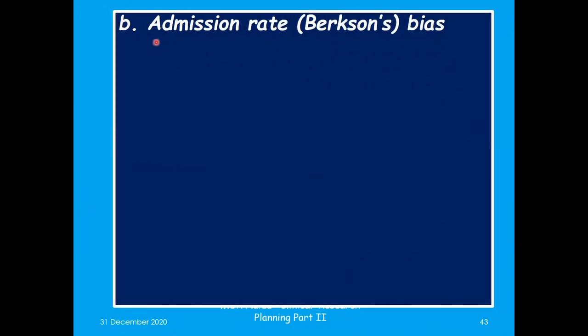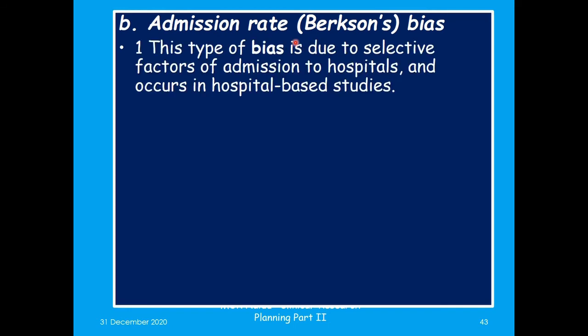Coming to admission rate bias, this type of bias is due to a selective factor of admission to the hospital and occurs in hospital-based studies. A very good example: we wanted to do a study in bronchial asthma. We should be careful to know that more patients reporting bronchial asthma to the hospital come only in a particular season, or in winter. We may not get enough patients in summer.